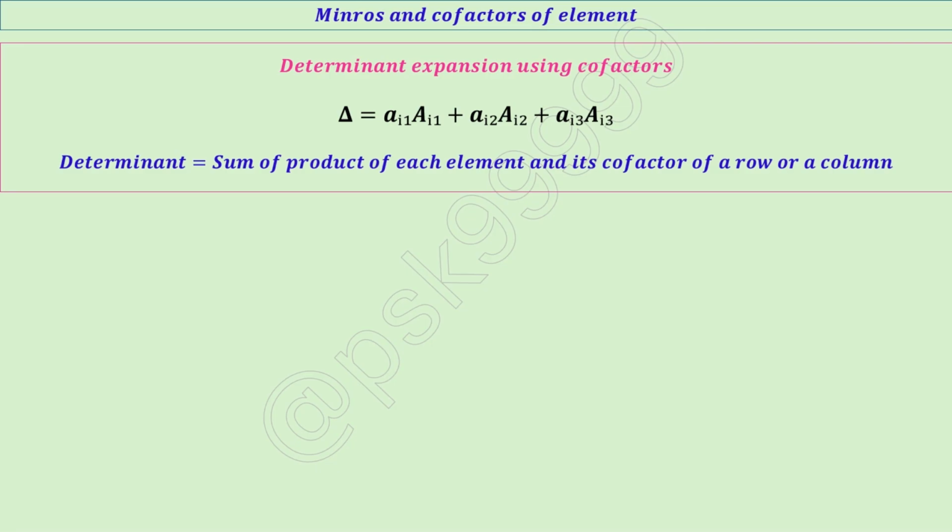It is a i1 times capital A i1, plus a i2 times capital A i2, plus a i3 times capital A i3, each element multiplied by its own cofactor. Or you can go by column also: you take the three column elements, each multiplied by its own cofactor, and then sum those row or column elements. That way you get the determinant. Now I hope you understand this.